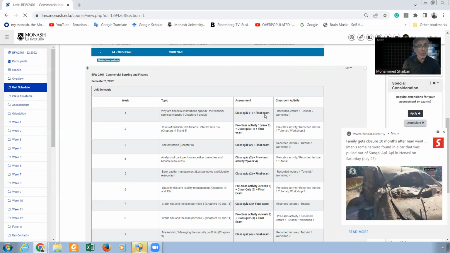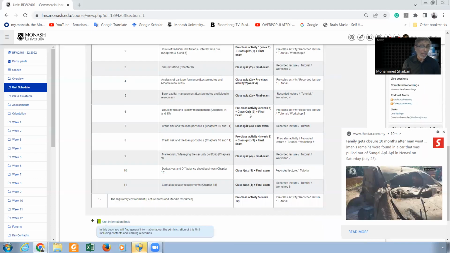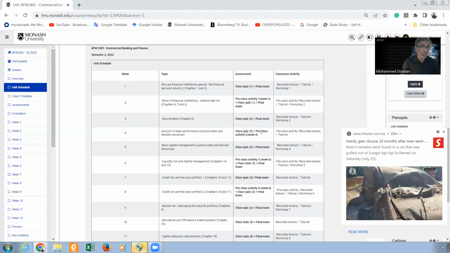And then we will also cover it in the final exam. Now, some of it will have more than the quizzes. For example, we talk about interest rate risk in week 2, we talk about the pre-class activity, we will talk about quiz 1, and we have the final exam. So this is actually how we are going to assess.